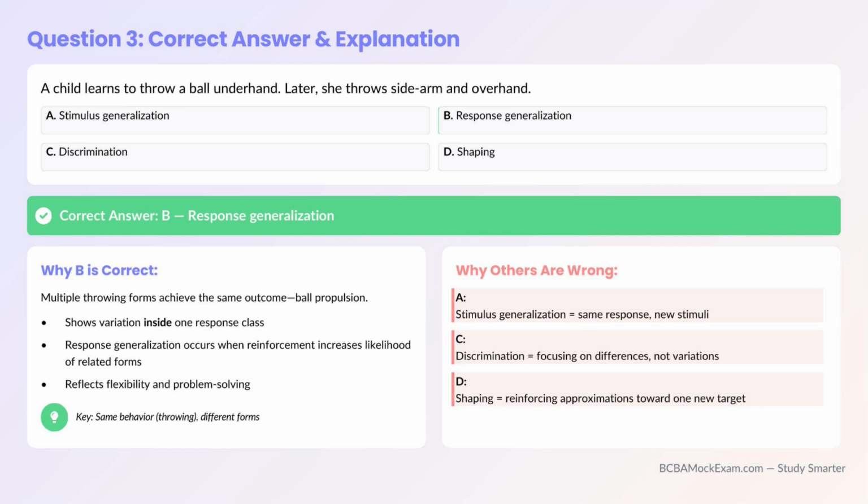Reinforcement of one throwing form led to other, functionally equivalent forms. This shows flexibility within a response class, a key sign of mastery. Stimulus generalization would mean performing the same throw across new settings. Shaping would mean gradually changing one form, not creating multiple forms. Remember the key phrase: same behavior goal, different forms, response generalization.